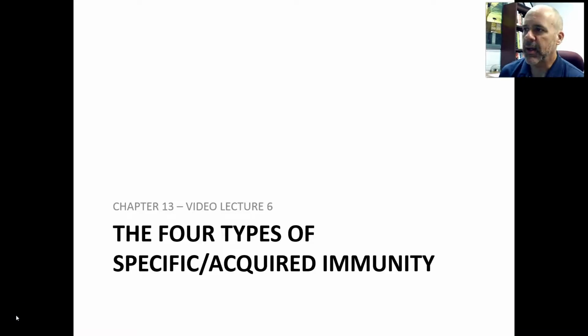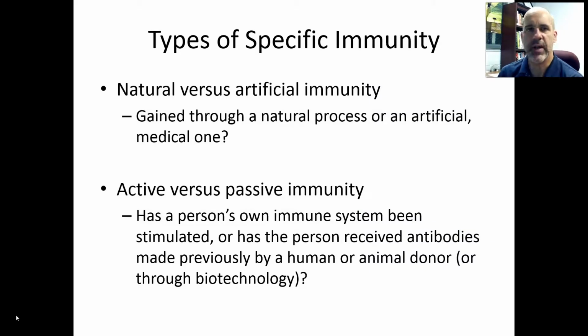For our next video lecture, we're going to talk about the 4 types of specific or acquired immunity. So we've been learning about specific immunity all throughout this chapter, and now we're going to see how it can be divided up into 4 different categories.